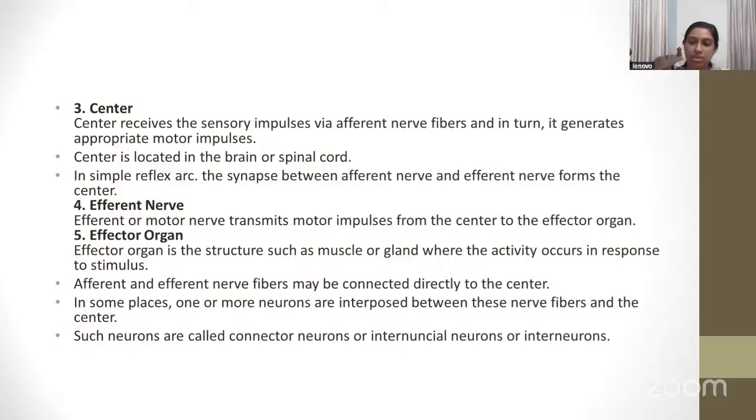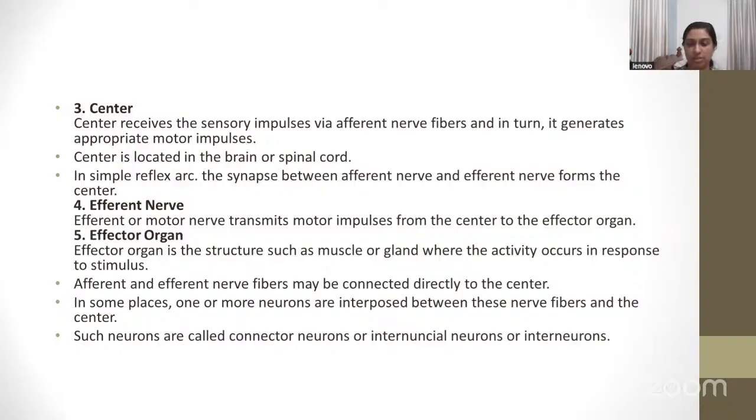So first is the receptor, second is the afferent nerve, third is the center, next is the efferent nerve and the effector organ. The impulses from the center are carried by the efferent nerve towards the effector organ. The effector organ is usually a muscle or gland. This motor response is carried via the efferent nerve to the effector organ, where the activity occurs in response to the stimulus.